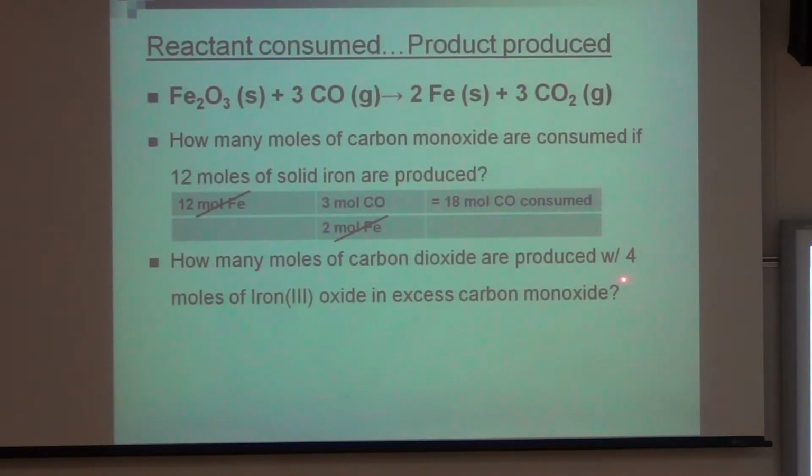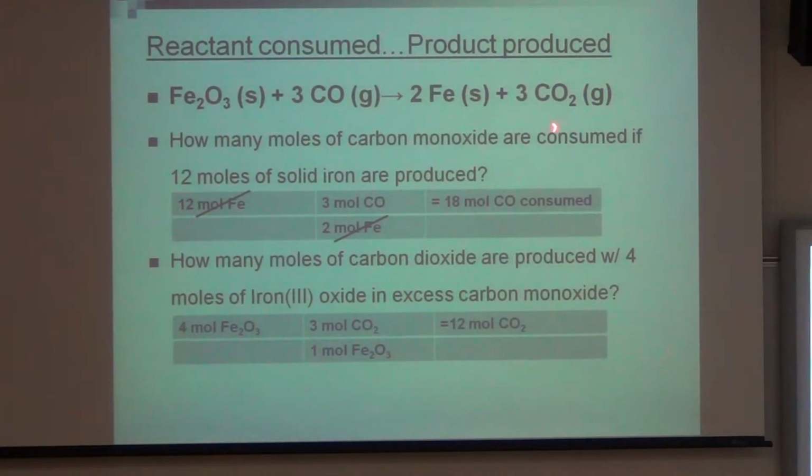Always start your T-chart with what's given. So we're going to start with 4 moles of iron oxide. We use our mole-to-mole relationship, 3 to 1. Iron oxide has to cancel, and what I said, it only depends on what the problem is asking, whether this is going to be 3 moles of carbon dioxide over 1 mole of iron oxide, or vice versa. So we want to go from iron oxide to carbon dioxide, so our iron oxide goes on the bottom. Cancel our iron oxide, and we've got 12 moles of CO2 as our final answer.